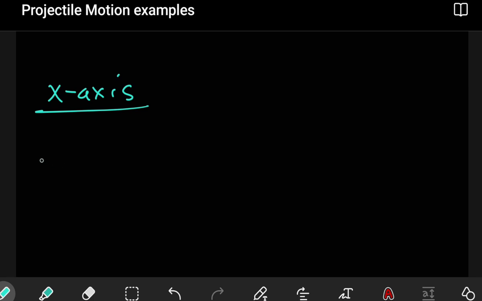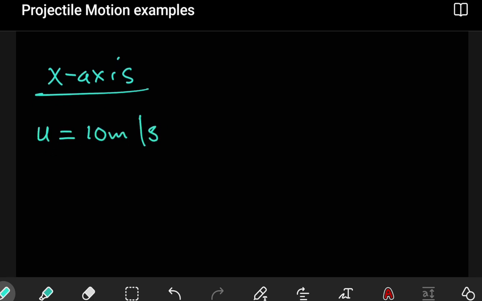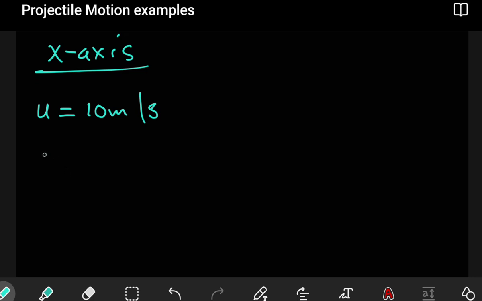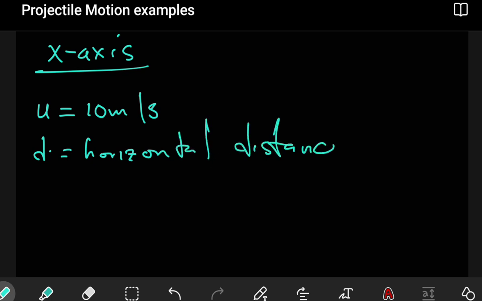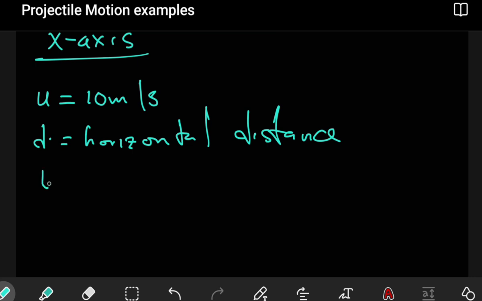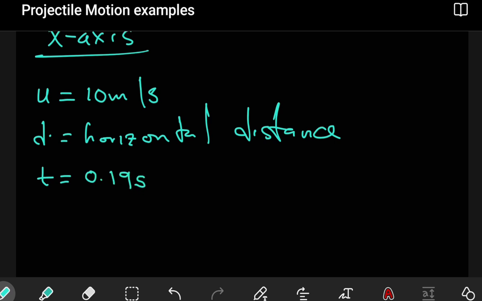And in the x-axis, the dart was thrown with a horizontal velocity of 10 meters per second. And we're looking for the distance it covers, the horizontal distance. So let's just call that d to mean the horizontal distance. Now, the next thing that we want to look at here is the time. How long did it take to cover that horizontal distance? Well, we already pointed out earlier on that it took the same time as it did in the vertical axis.